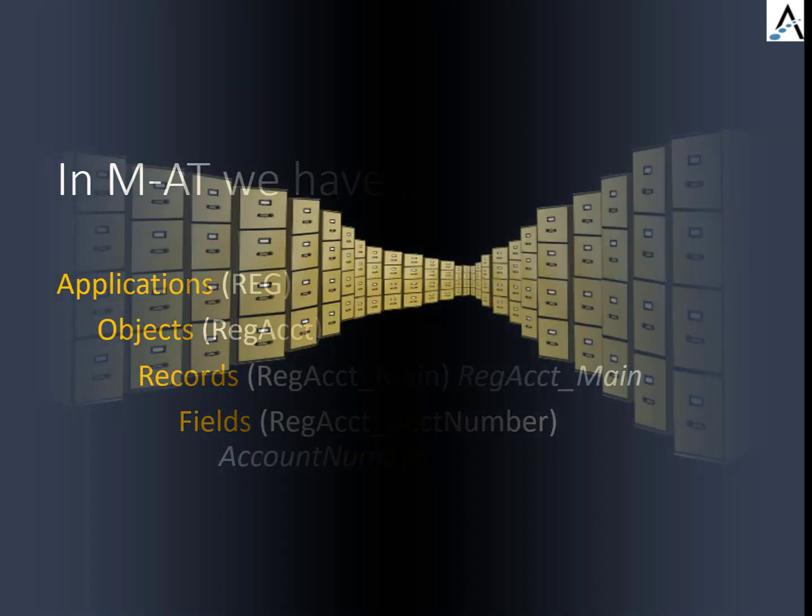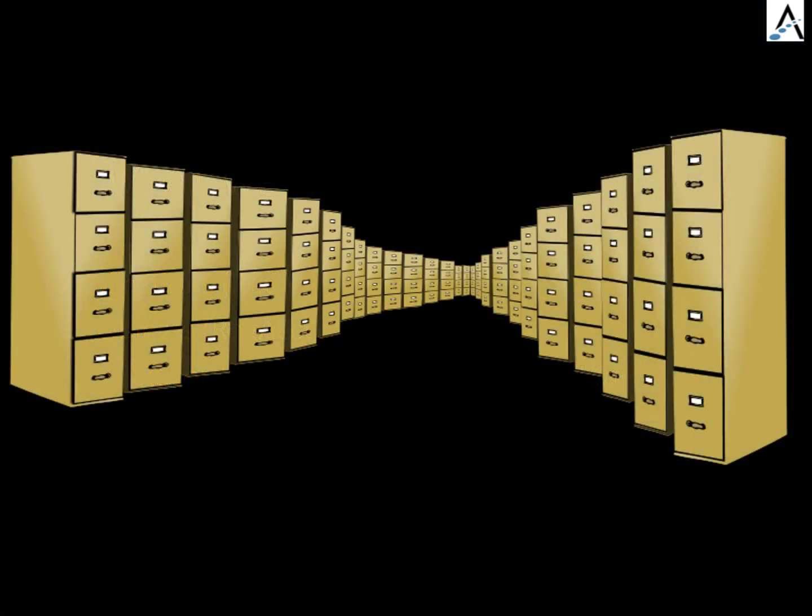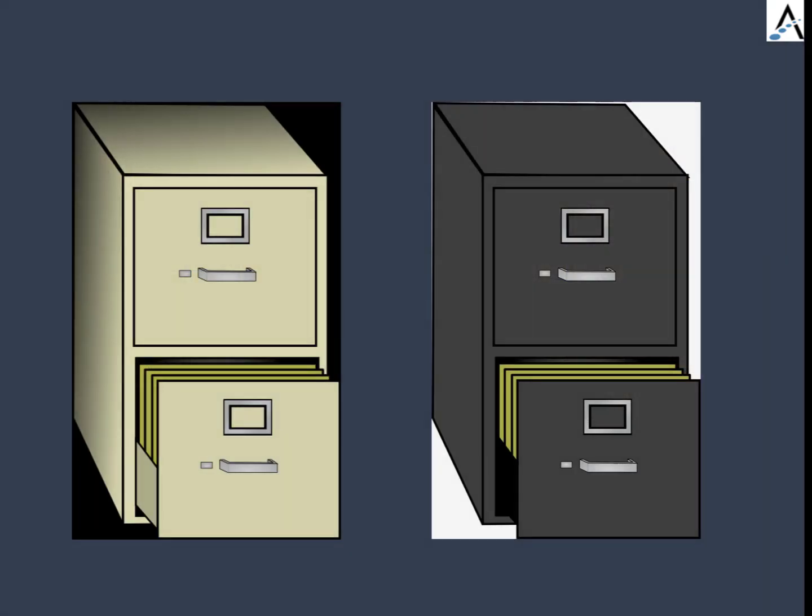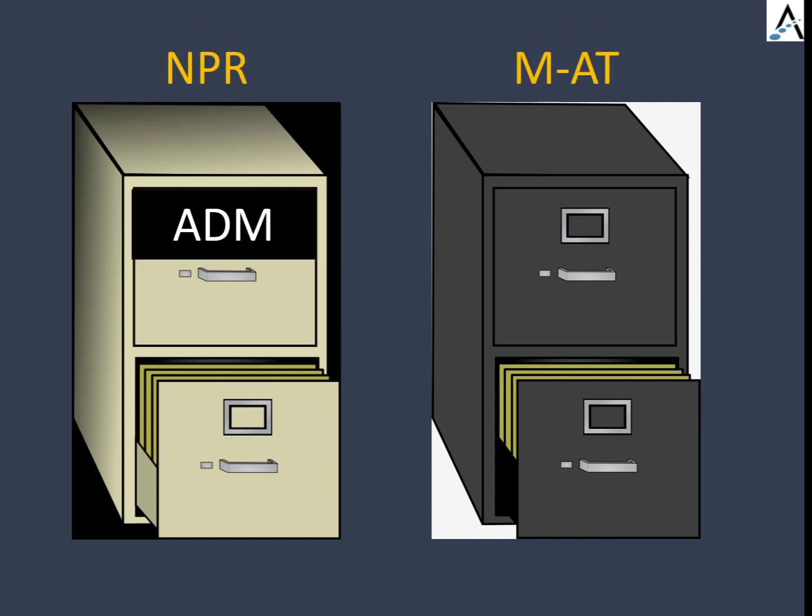Another way we might illustrate this storage is by imagining your MEDITECH system as a room full of file cabinets, with each file cabinet representing an application. Let's look at an individual application. For our NPR example, we'll use admissions, and the equivalent application from MAT would be registration. Each application, represented here again by the file cabinet, is then divided into parts, or drawers in this case.